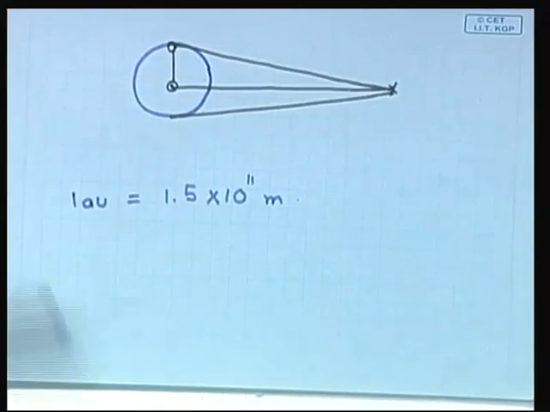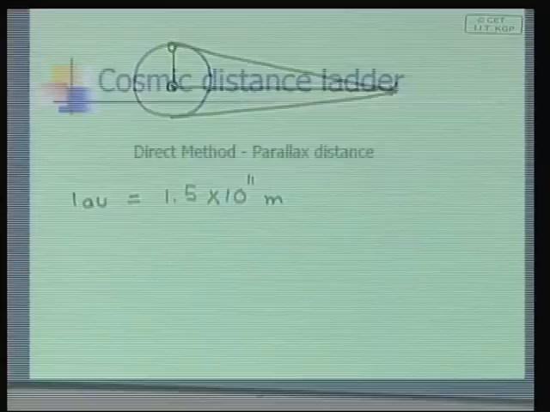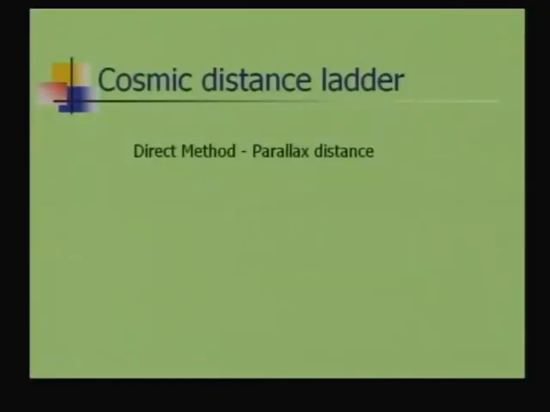Now, we are going to go beyond the solar system, and there is one direct method to determine distances to stars beyond the solar system, and this is the only direct method. It is called parallax, the method of parallax. What you get using this is the parallax distance.